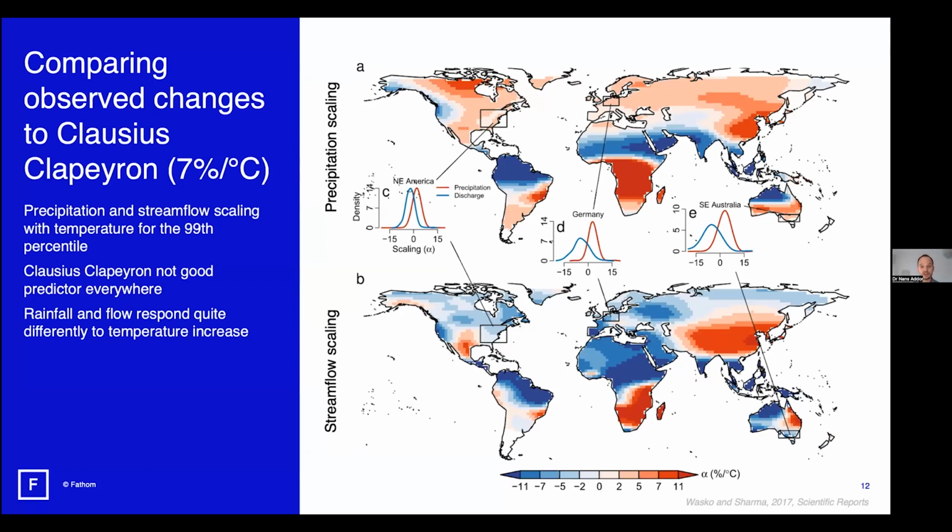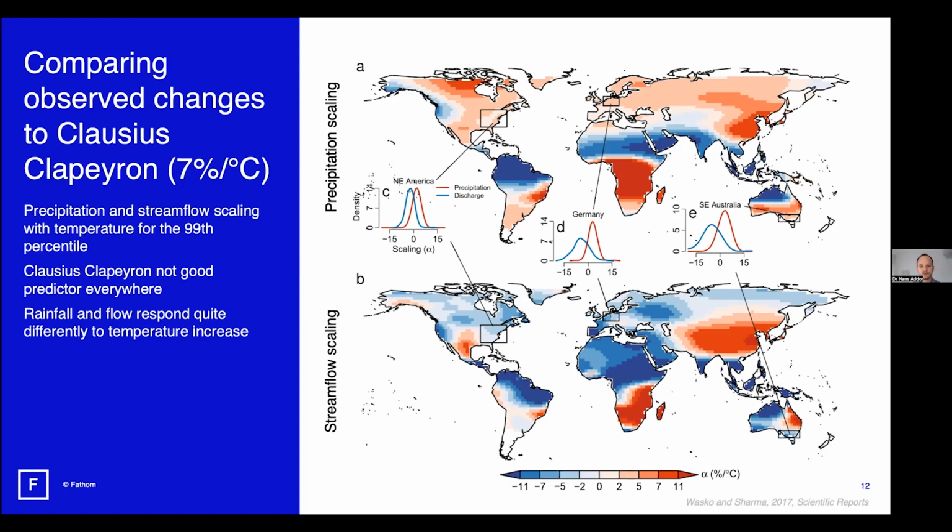If everything was changing at Clausius-Clapeyron rate, the color of these two maps would be dark orange, light red. And this would be 7% per degree Celsius. But we see that it's far from being the case. There are many regions on Earth where we see changes that are greater than what you would expect based on Clausius-Clapeyron, and there are changes that are smaller than this. And then for streamflow, we see that the picture looks quite different. So it's important to keep in mind that the Clausius-Clapeyron is not a good predictor everywhere, and that rainfall and flow respond quite differently to temperature increase.